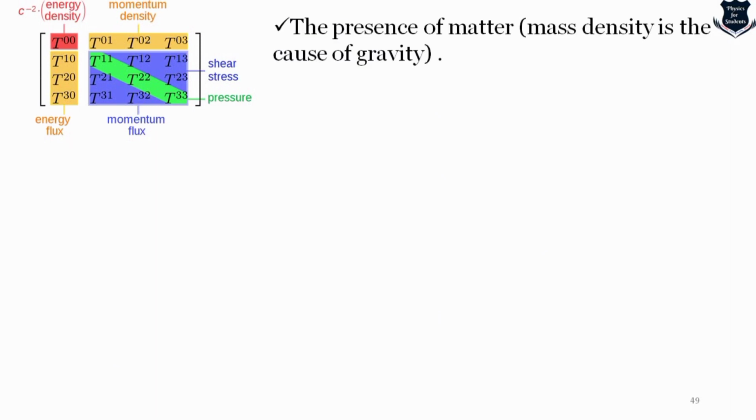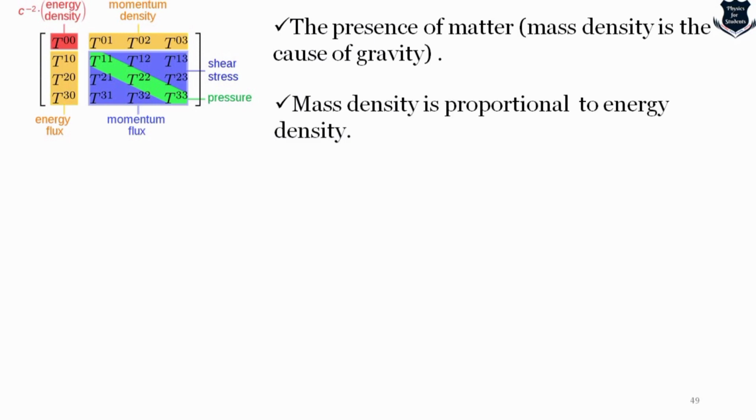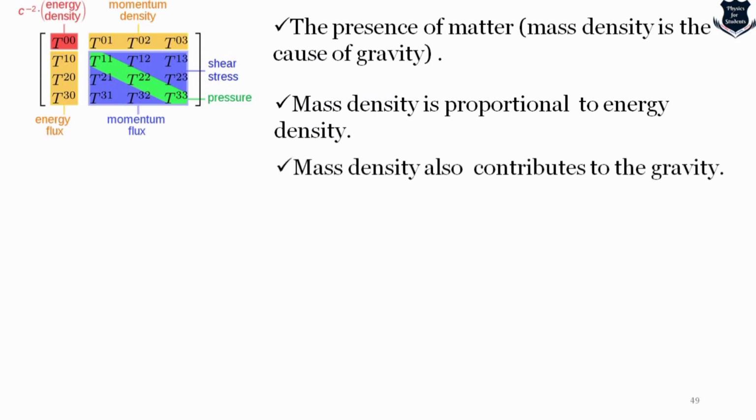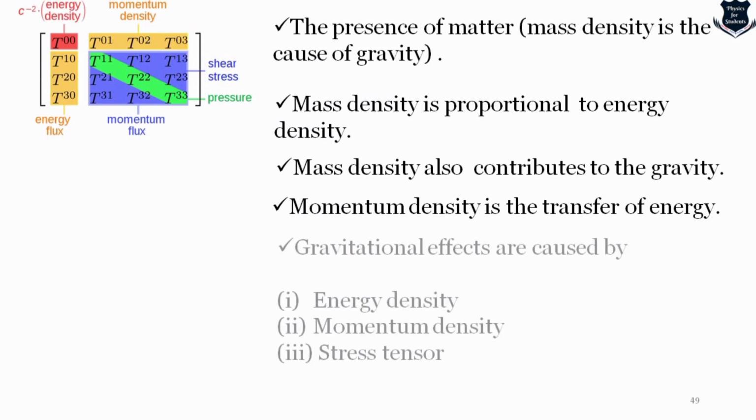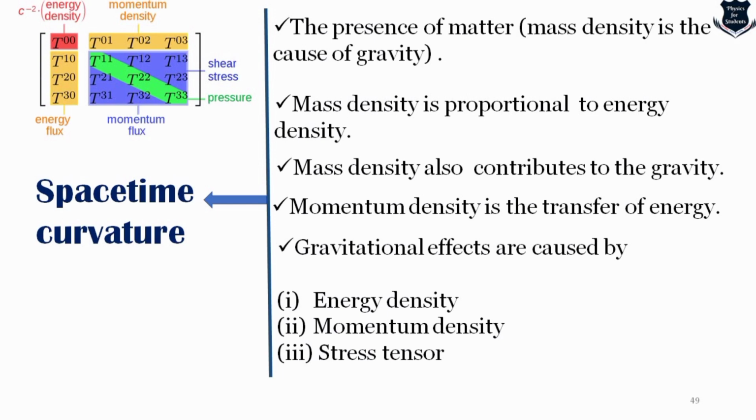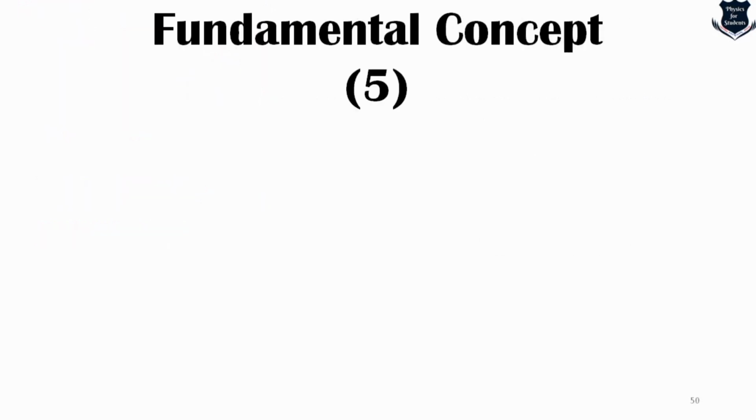So the presence of matter, in summary, causes gravity. Mass density is also proportional to energy density. Mass density also contributes to gravity. Momentum is the transfer of energy, and gravitational effects are caused by energy density, momentum density, the stress tensor, and all of these factors contribute to the curvature of space-time. So this is another important concept: what causes the curvature of space-time. So fundamental concept 5 is this one.